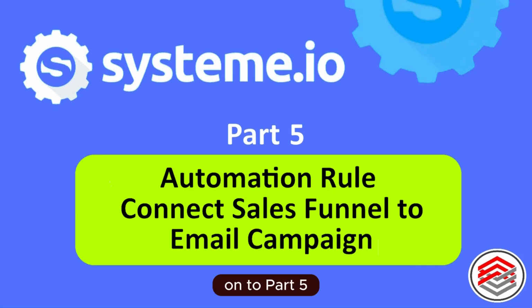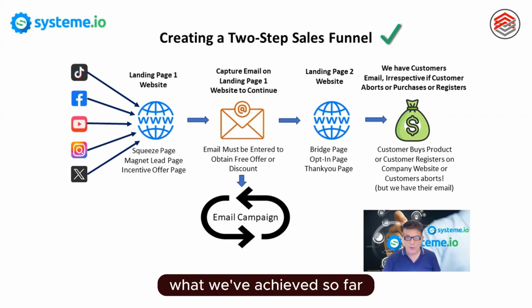Okay, now we move on to part 5, where we join everything together so our campaign can run automatically. This is done through an automation rule where we connect our 2-step funnel to our campaign. Let's recap what we've achieved so far.